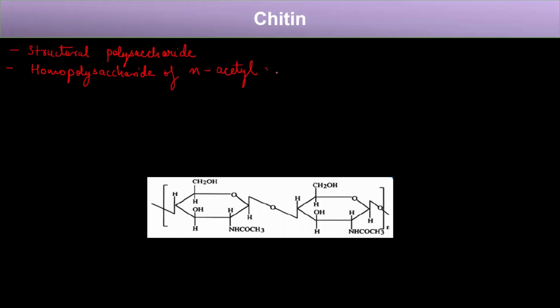N-acetyl glucosamine. Now, the question is, what is N-acetyl glucosamine? It is also a kind of sugar moiety. It is derived from glucose.